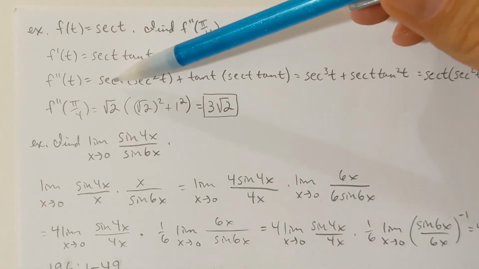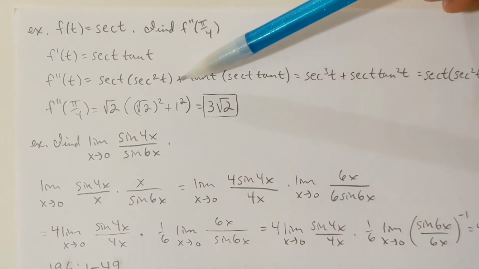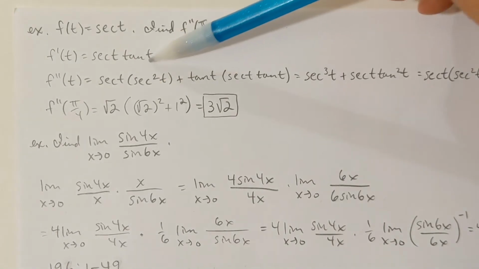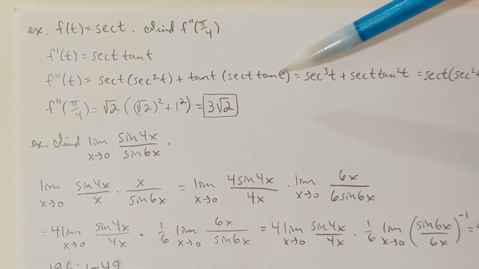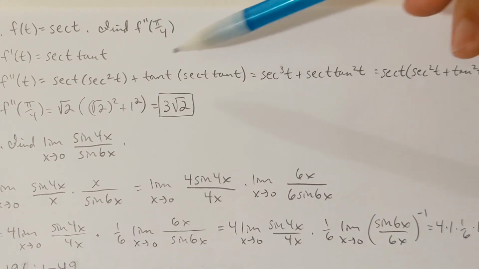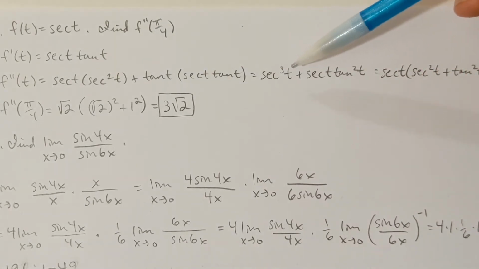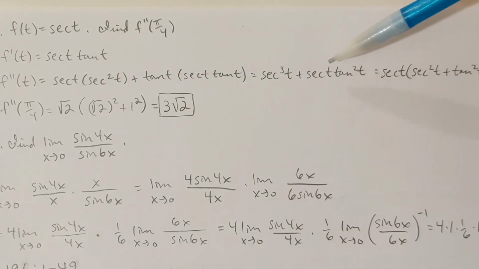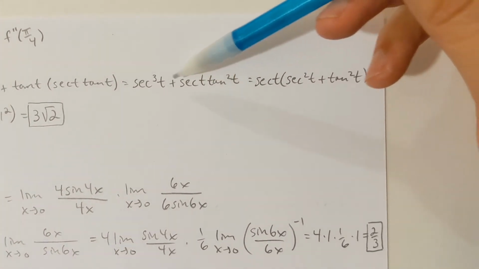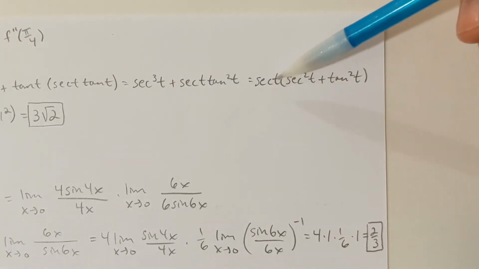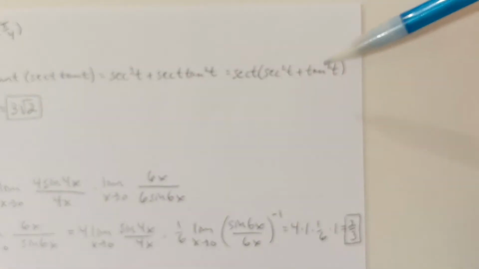So the first is secant t times the derivative of the second. Derivative of tangent t is secant squared t, plus the second, that's tangent t, times the derivative of the first. The derivative of secant t is secant t tangent t. And let's simplify that. So if I multiply these terms, I'm going to have secant cubed t, and then plus secant t tangent squared t. Secant t is in common to these two groups, so you can factor that out of the whole thing. Secant squared t plus tangent squared t, that'd be my leftover.